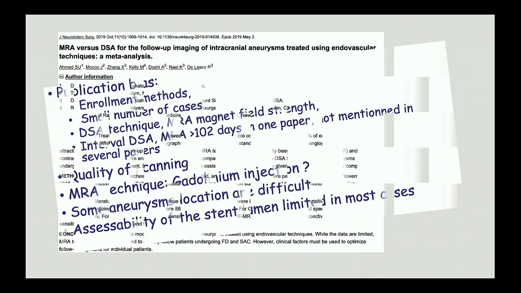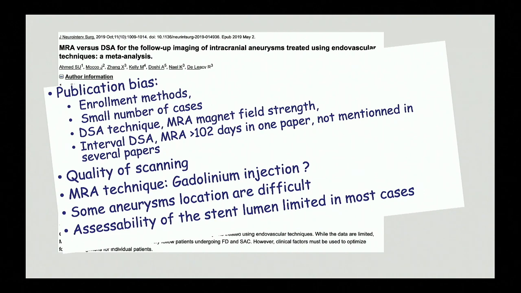We know that all these publications are difficult because there is a small number of cases, the technique of DSA and the technique of MR are different, and sometimes you have an interval of time, a gap between the DSA and MR, so it's difficult to compare. Like in this case, here we have more than 3 months between the DSA and MR. It's difficult to compare because things can change and vary with time.